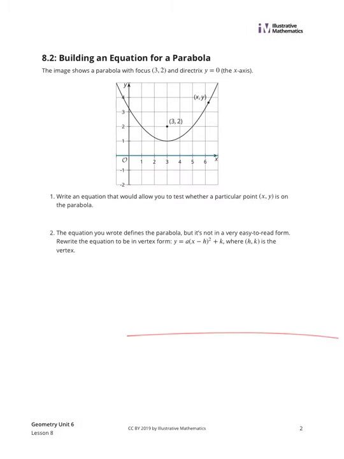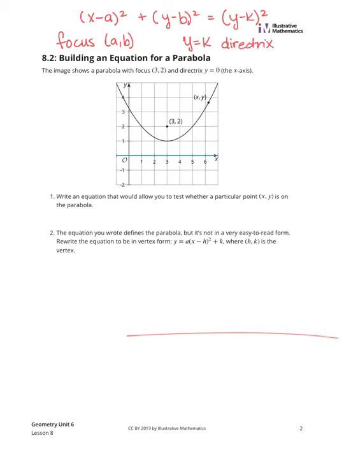So at the top of our page, I'd like you to write down a really important equation. This equation is going to be (x minus a) squared plus (y minus b) squared equals (y minus k) squared, where my focus is (a, b). That's where I'm getting those two numbers. And y equals k is my directrix. So this equation is on our formula sheet.